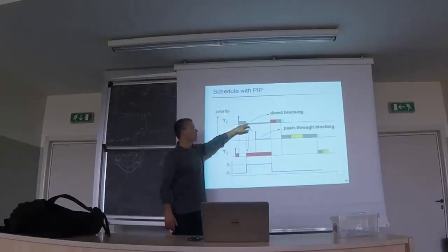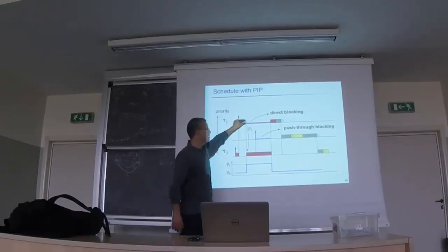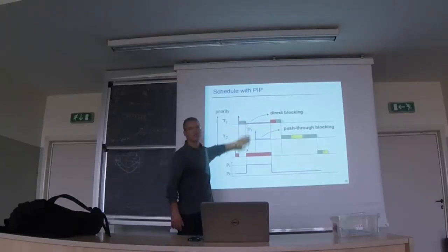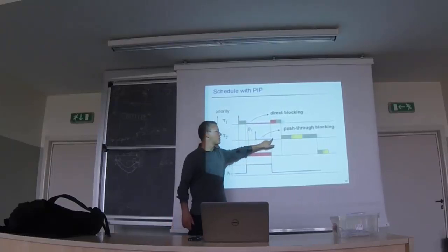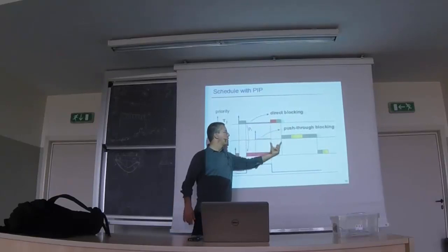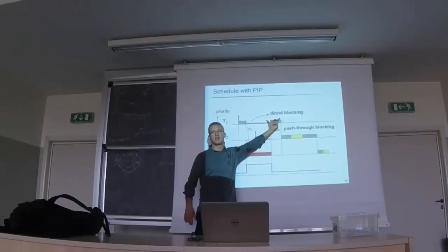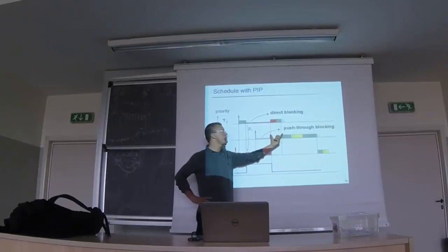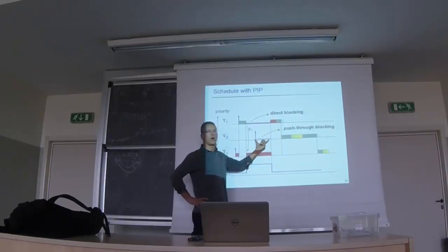And again, this is called direct blocking, because the blocking is exactly due to the fact that I want a resource, but someone else has it. Direct blocking. While this is push-through blocking until here. Because here is normal preemption, normal interference. One thing is interference, one thing is blocking.